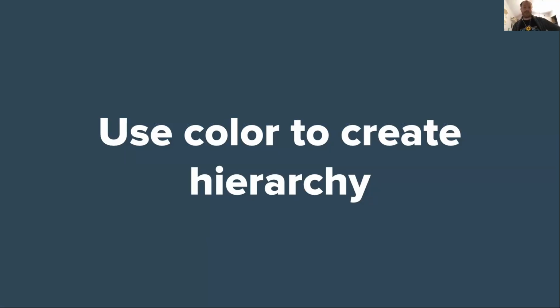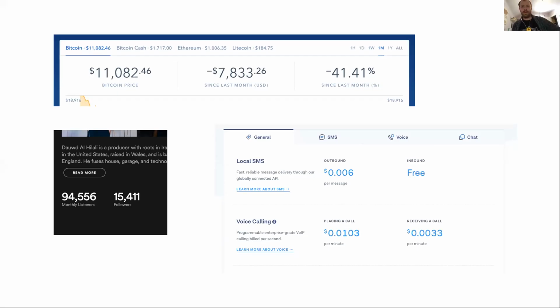So I'm going to use color to create that hierarchy. Now, if you refer back to the previous examples where I used Coinbase, Spotify, and MessageBird, along with font size, they also lighten the small text to put more emphasis on the values.